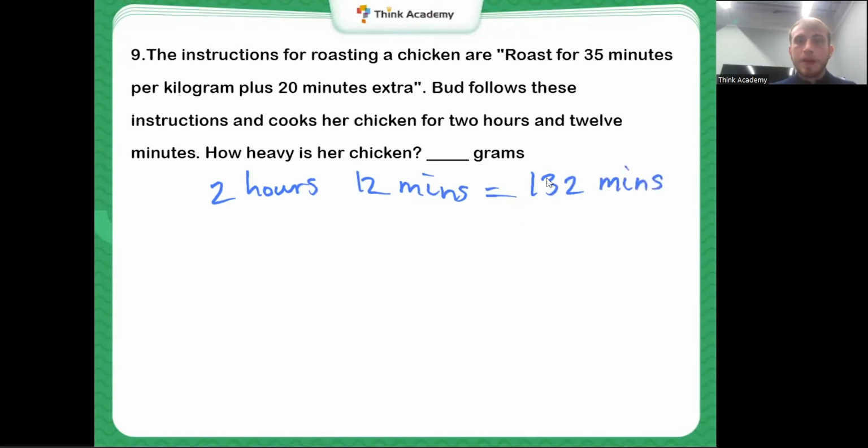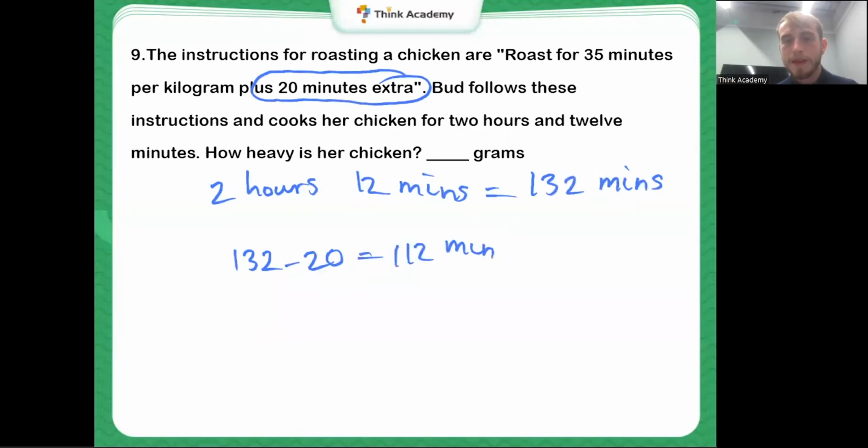Now, regardless of how much this chicken weighs, we are always going to roast for 20 minutes extra. So if I want to know the weight, I'm going to have to work backwards. So first, let's take away the 20 minutes extra, which means that we've got 112 minutes. And that's 35 minutes for every single kilogram of chicken. So we're going to have to divide our 112 minutes into groups of 35 to decide how many kilograms we have, because for every single kilogram, we need to roast it for 35 minutes.